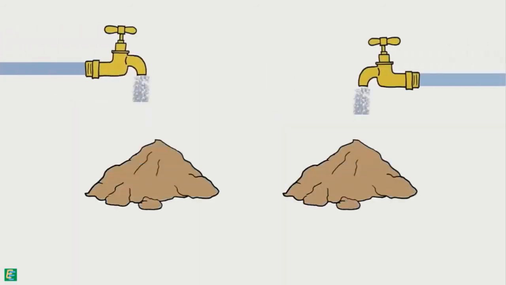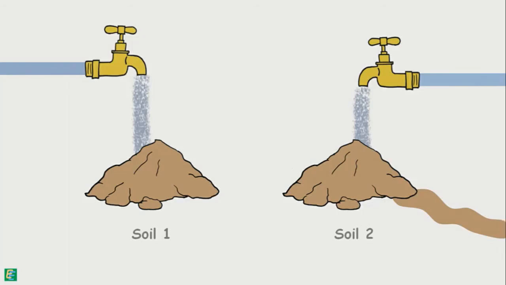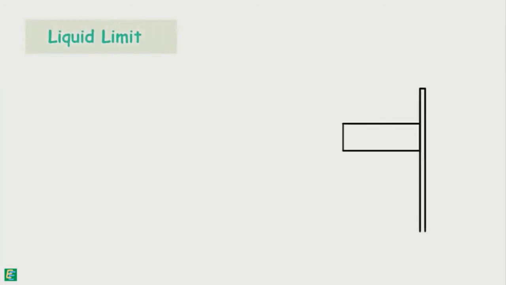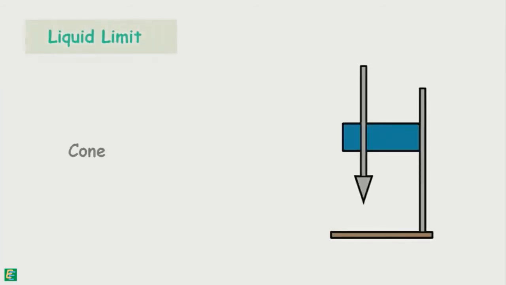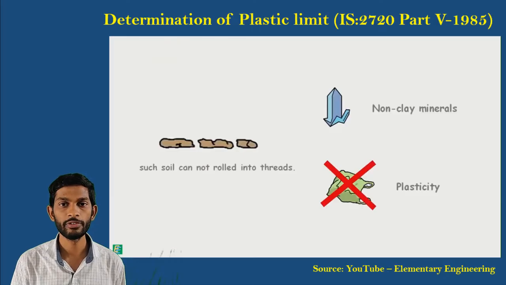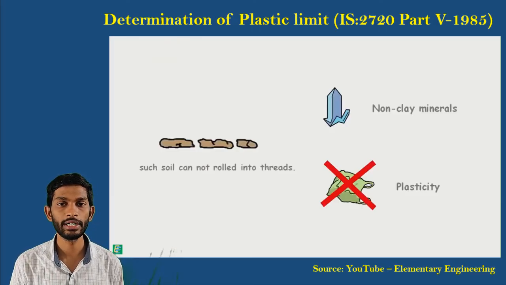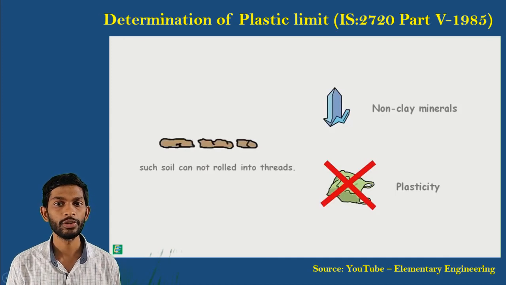In other words, we can also say that if we keep on adding water to both the soils, soil 2 loses its shear strength and becomes liquid-like earlier, at lower water content than soil 1. Liquid limit of soil can also be determined by another method called the cone penetration method. Watch the video and I guess you have understood how to determine the liquid limit of a soil sample.